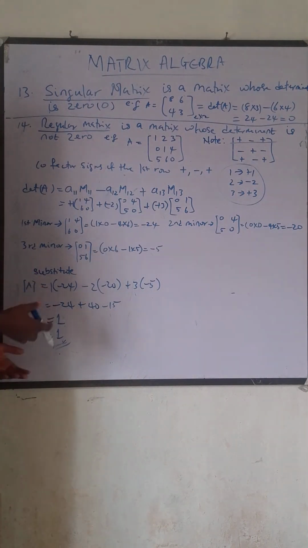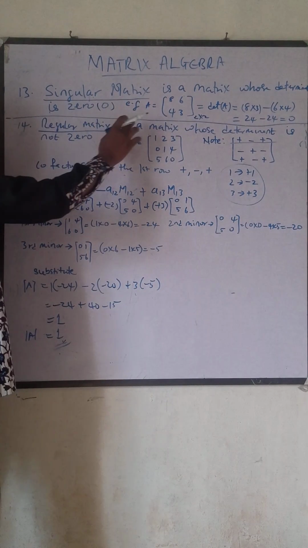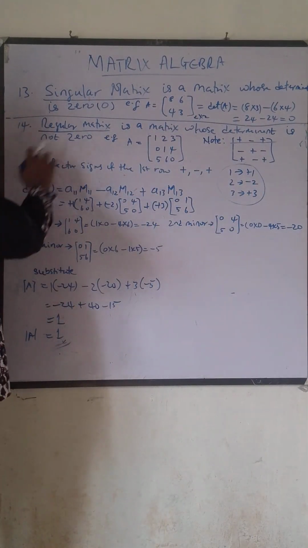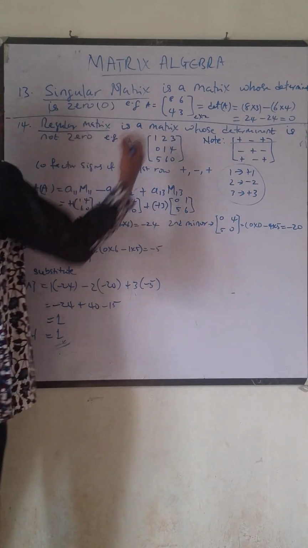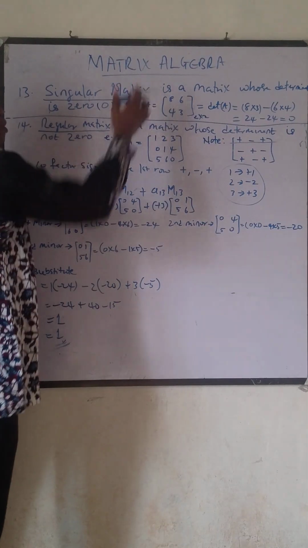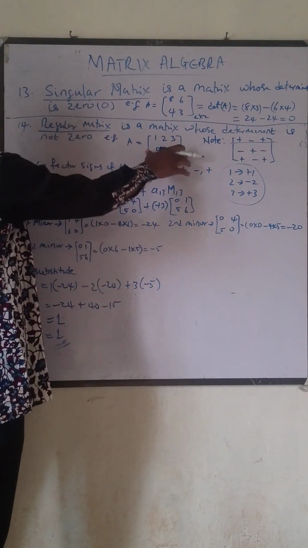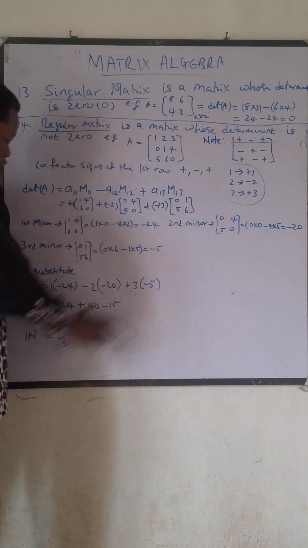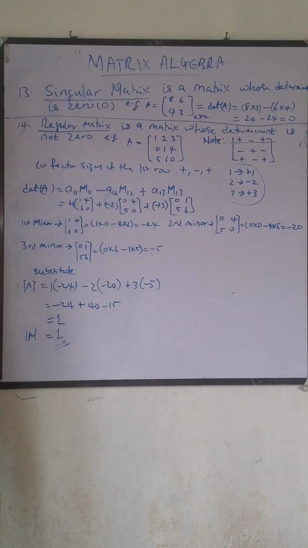So the simple thing we have just learned today is that a singular matrix is a matrix whose determinant is 0, and then a regular matrix is a matrix whose determinant is not 0. I've given an example of a 2 by 2 matrix. I've also given you an example of a 3 by 3 matrix. And when you follow it, you'll be able to understand all this that we have done.